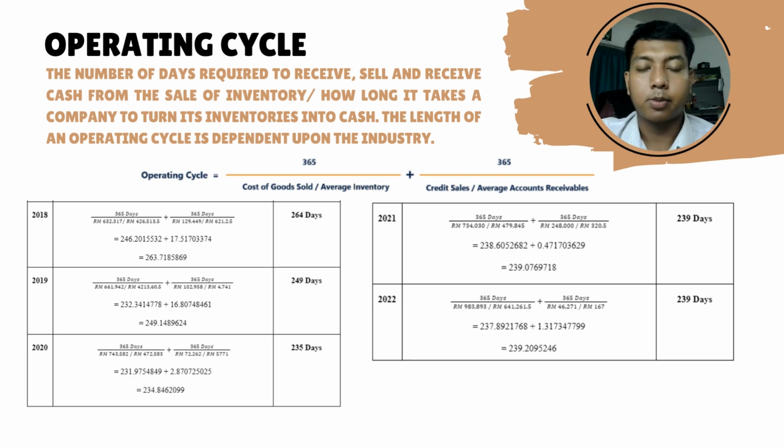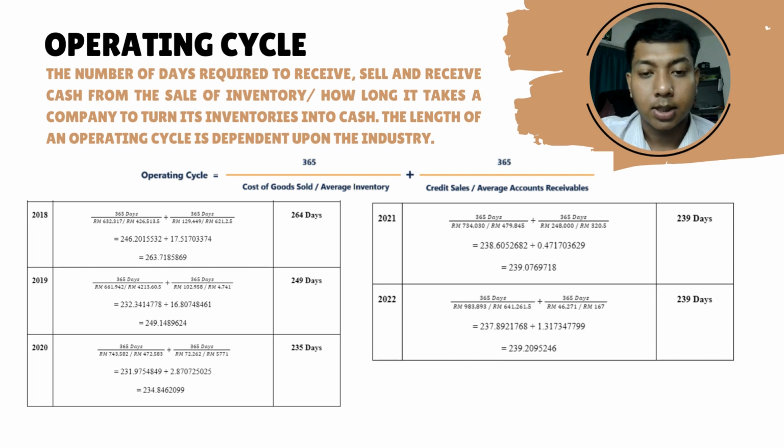I'm going to present about the operating cycle. Operating cycle is the number of days required to receive, sell, and receive cash from the sale of inventory, and also can be defined as how long it takes a company to turn its inventories into cash. The length of an operating cycle depends upon the industry.